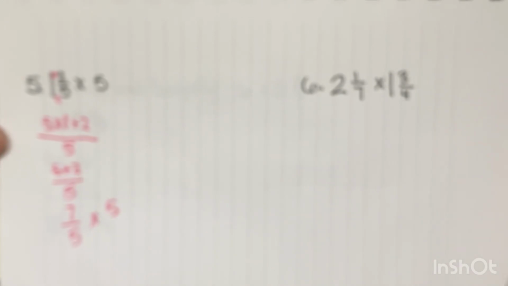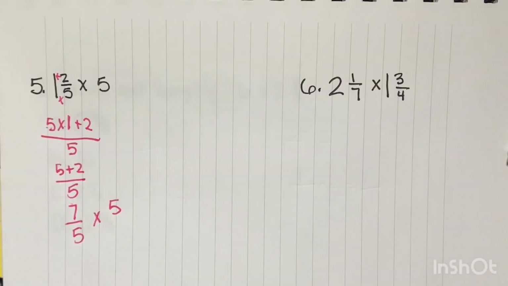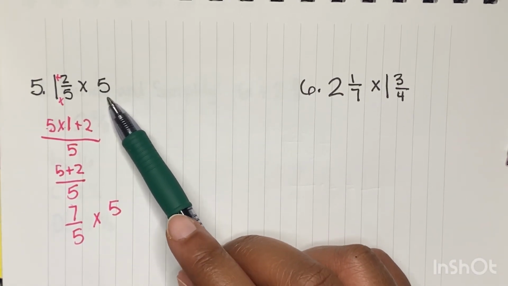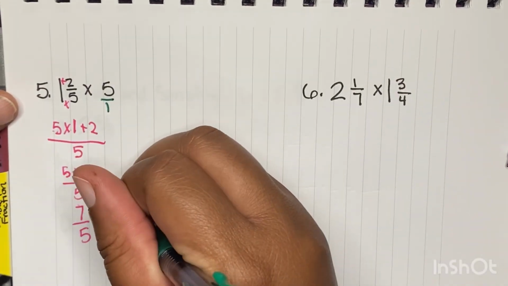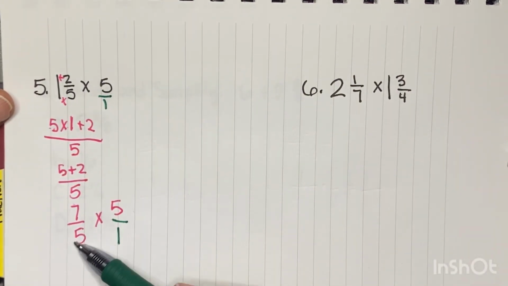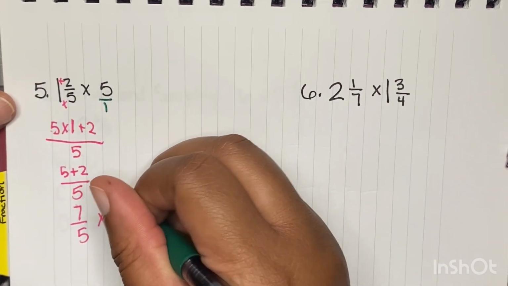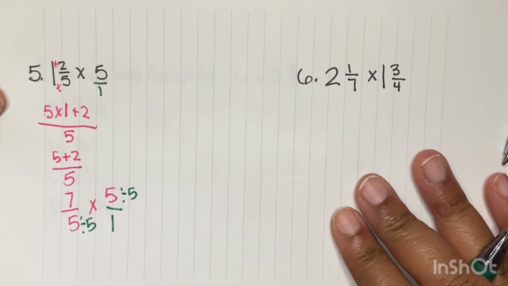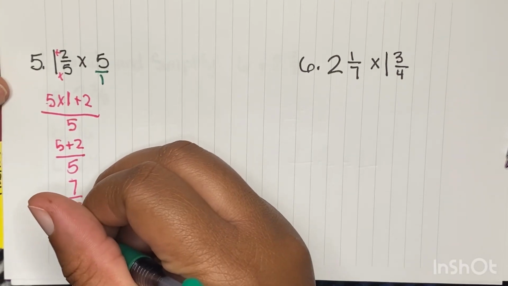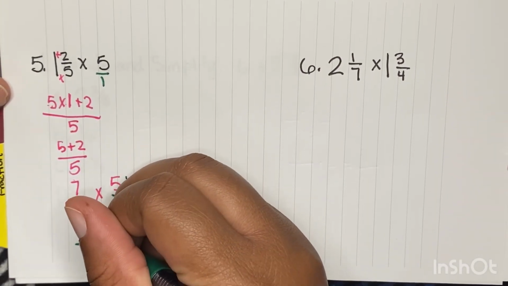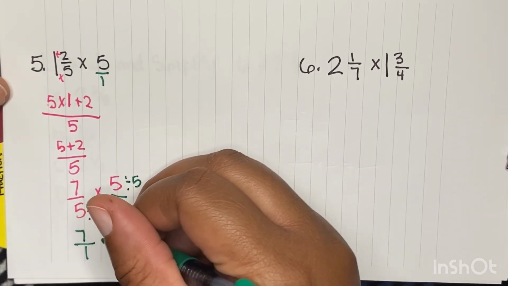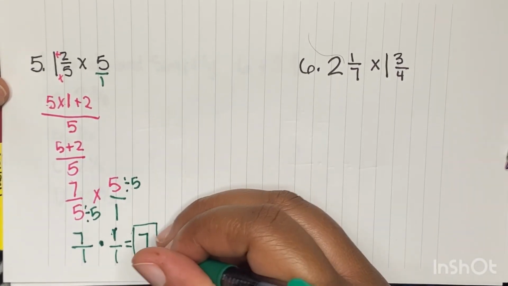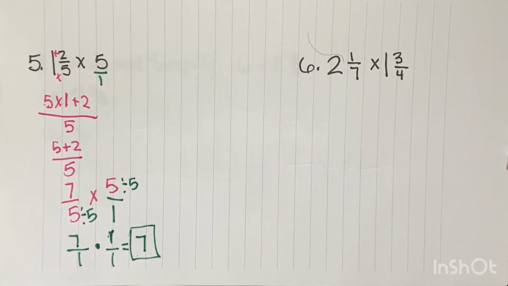But let's remember, oops, sorry for the blur. So let's remember, any whole number can be written over 1. So if we write this over 1, then we can see what we can cross out. Well, we could divide this by 5 and divide this by 5. So we end up with, let me scoot it down a little bit, 7 over 1 times 5 divided by 5 is 1 over 1. So we end up with 7 times 1 is just 7. And we're not going to put over 1 because we know every whole number is over 1.